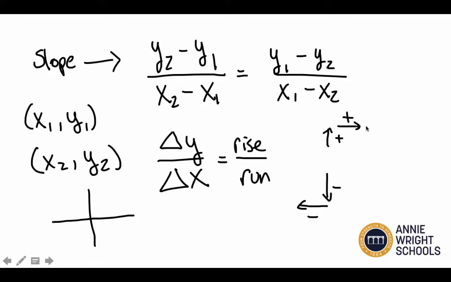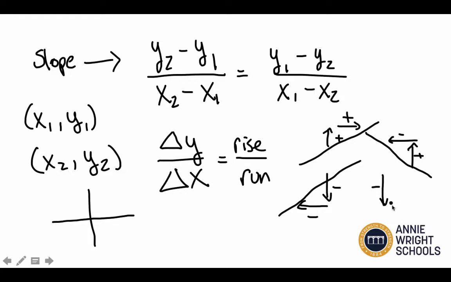A positive over a positive is positive. A negative over a negative is positive. Notice how that's also a positive slope. If we go up and we go backwards to the left, that would be a negative slope, up and back. Or if you went down and then over to the right, that would also be a negative slope. Let's do a couple practice problems with slope. I'll lead you through an example and then you try one on your own.